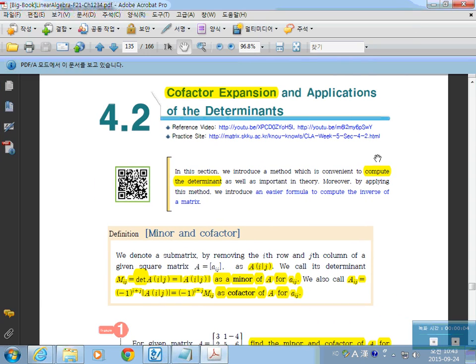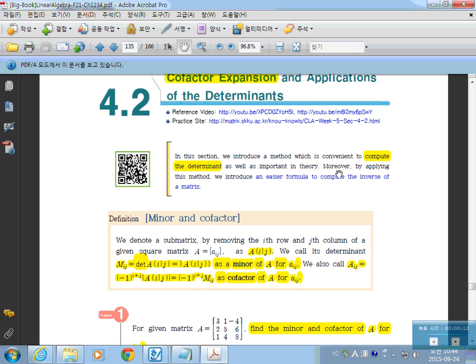Section 4.2, cofactor expansion and applications of the determinant. In this section, we will introduce a method to compute the determinant.